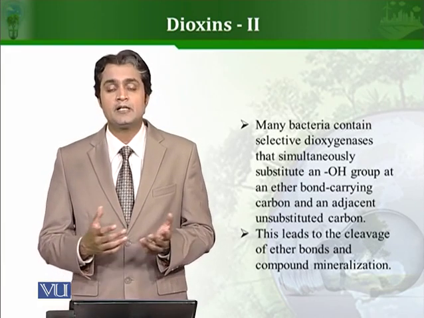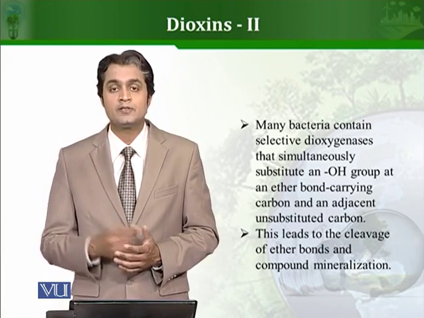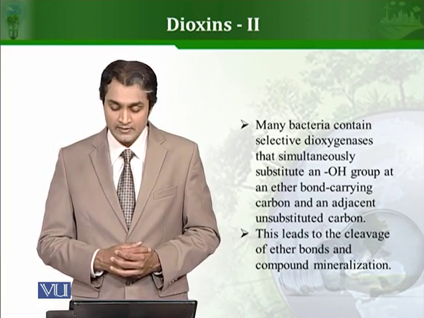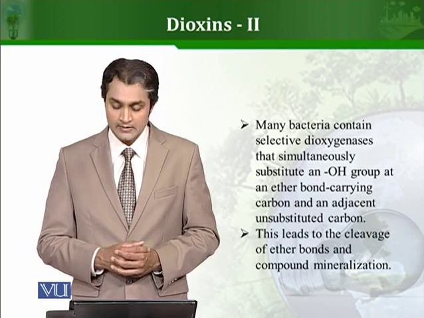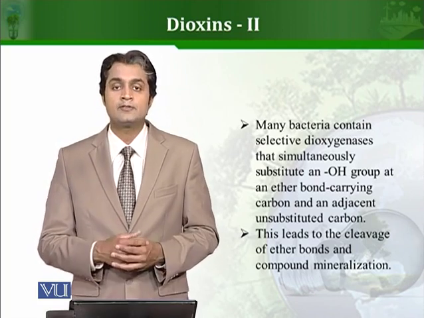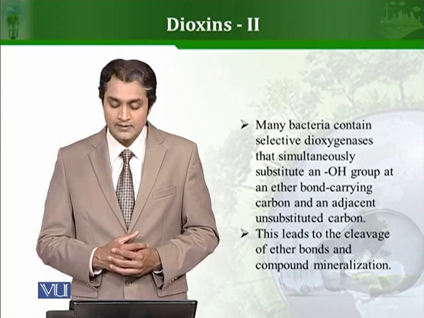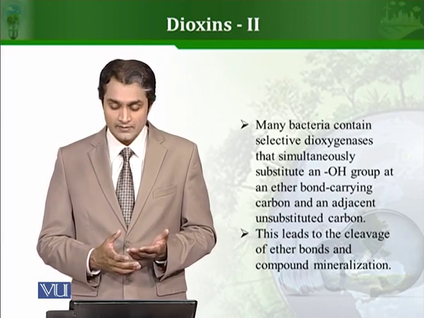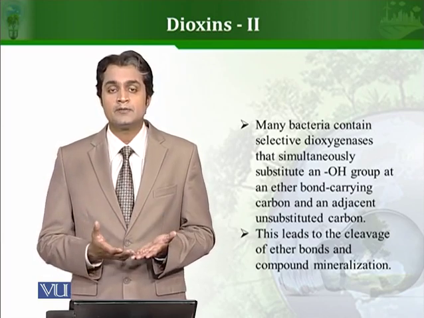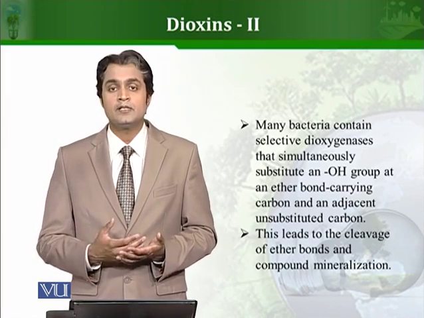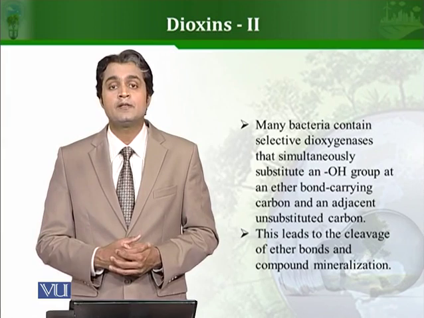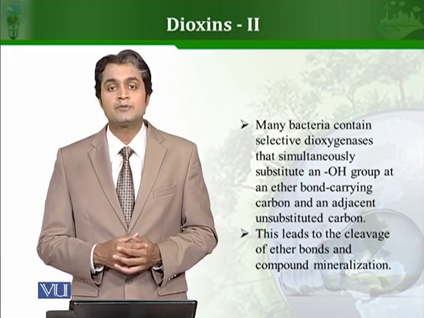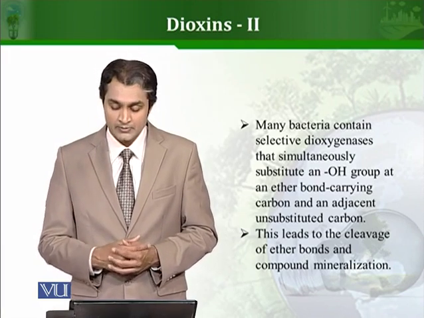Now, many bacteria are also known to contain selective dioxygenases which can use oxygen to simultaneously substitute a hydroxyl group at an ether bond carrying carbon and an adjacent unsubstituted carbon in these dioxin molecules. If that happens, this can lead to cleavage of ether bonds and compound mineralization. So if dioxygenases are there, they can do the process twofold, twice at certain adjacent points. Only then can the dioxins be almost completely degraded and complete mineralization be observed.